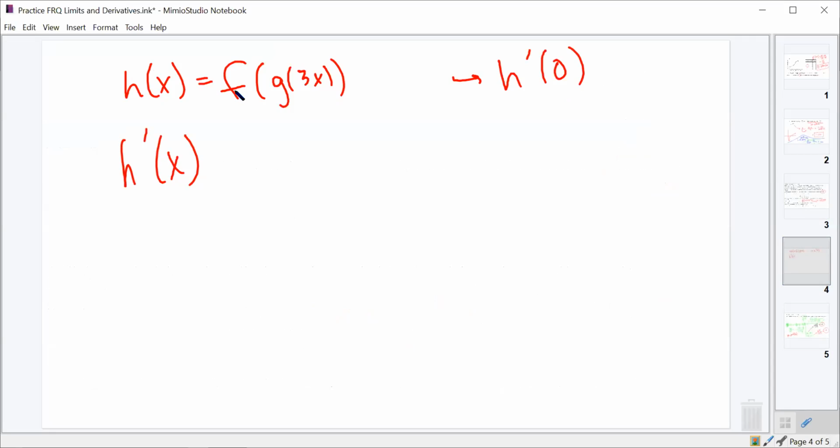So what do we have here? We have f of a function, a composition of two functions. We have f of u with u equal to g of 3x. So how do we take the derivative of a composition of two functions? We use which rule? Chain rule. So it should be the derivative of the outer function. So what's the outer function?